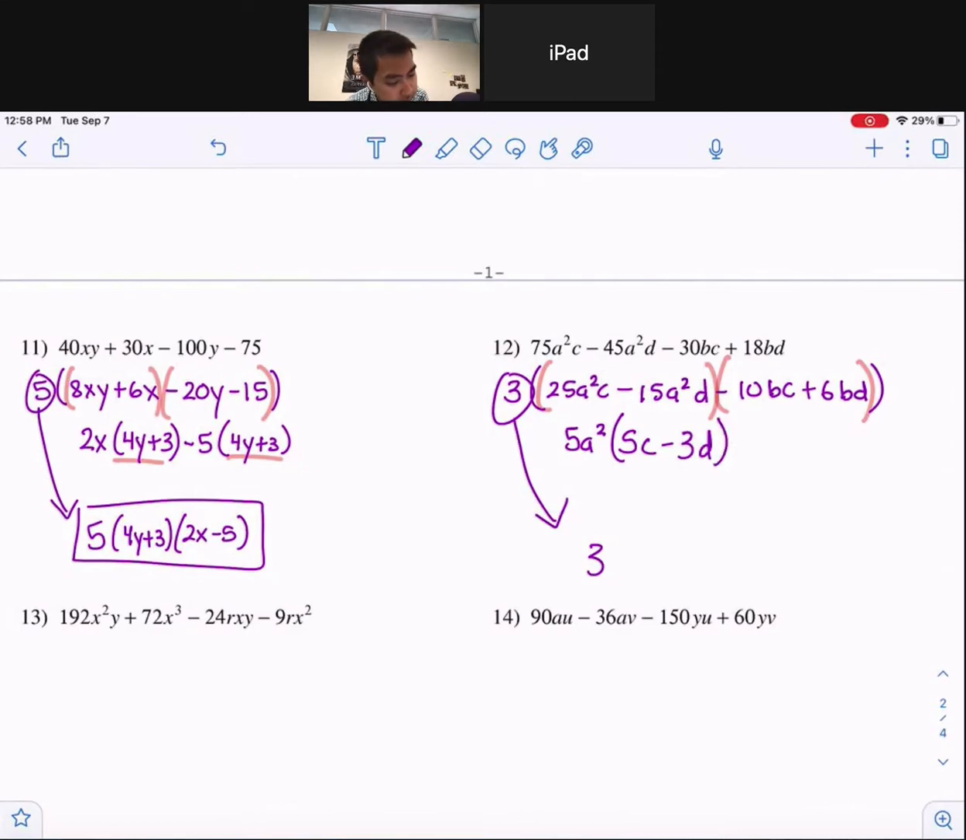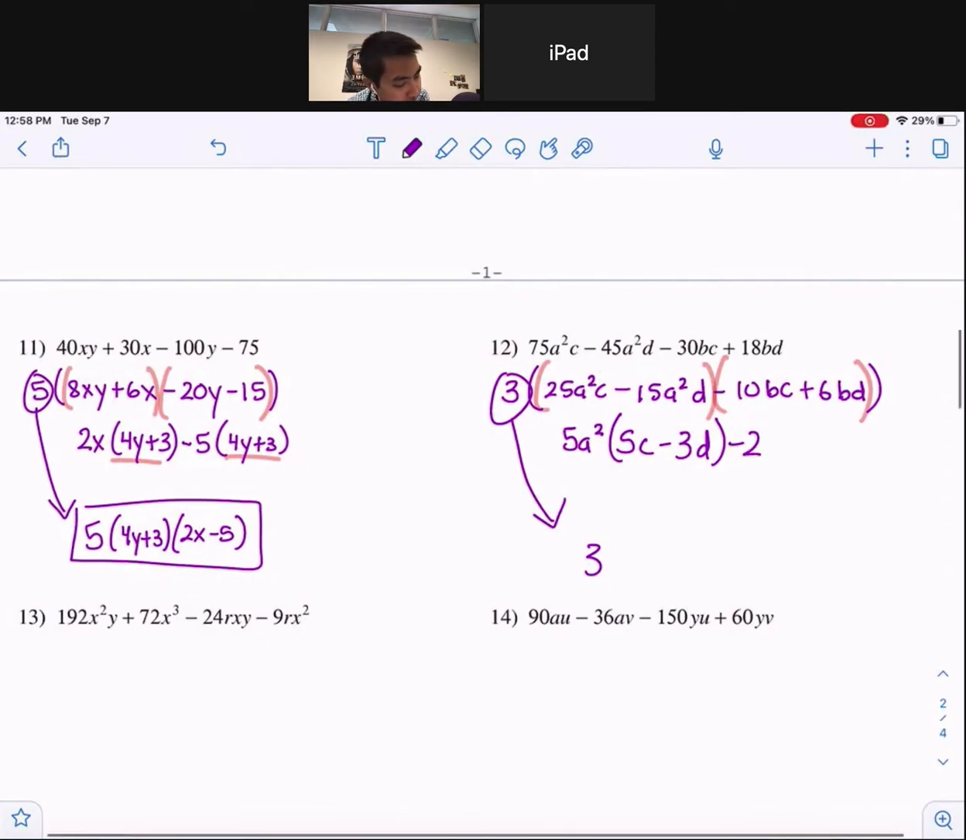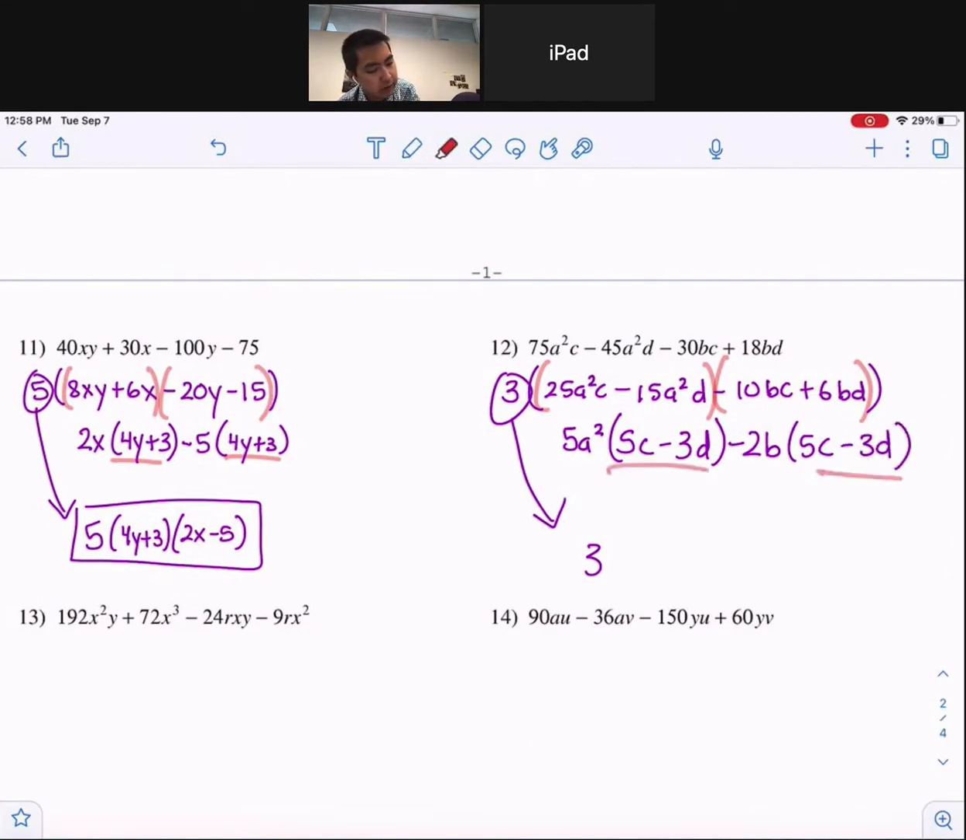Next grouping, you can factor out a negative 2 from both 10 and negative 10 and 6. Negative 10 divided by negative 2 is positive. Oh, sorry, you can factor out a b too. They both have b variables. So if you factor out b, you guys are going to get 5c minus 3d. And what do you notice? They both match, so we get 5c minus 3d times 5a squared minus 2b, the leftovers.